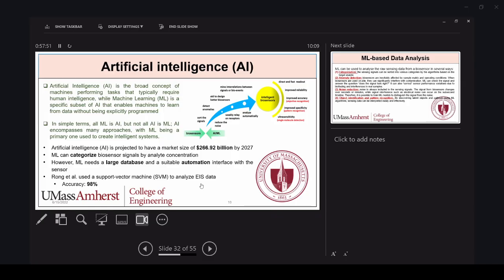Machine learning and artificial intelligence are projected everywhere now. It is projected to have a market size of 266 billion by 2027. So what exactly does it do? Machine learning intelligent biosensors offer direct and fast readout, improved reliability, improved accuracy, improved specificity, and ultra sensitivity, right? Sensitivity and specificity are the most important parameters in almost all analyses for cancer prediction. And there is one paper where they used SVM to analyze EIS data with an accuracy of 98%.